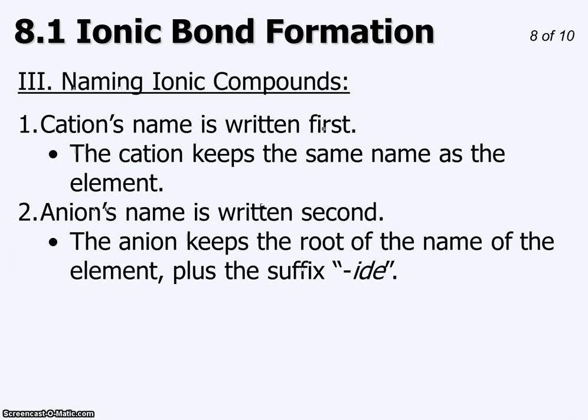So when you are naming ionic compounds, there's a couple rules to follow. First of all, the cation's name is written first, and this is very easy because the cation keeps the same name as the element. So in aluminum oxide, the aluminum ion is still referred to as aluminum. Secondly is the anion name, and the anion keeps the root of the name, as we learned in our last unit, plus that adds the suffix "ide." So in aluminum oxide, the oxide means oxygen, and the "ide" is telling us that that oxygen is part of a compound with the aluminum.